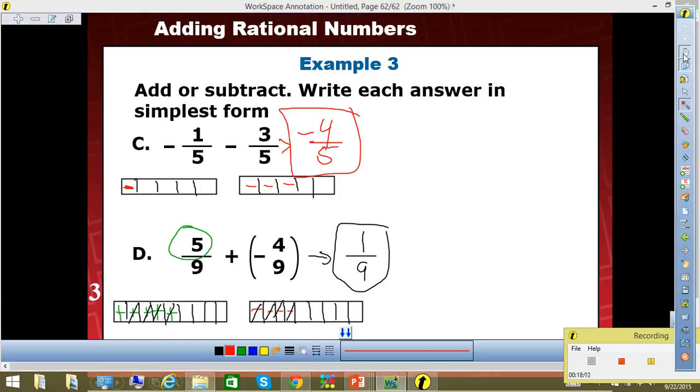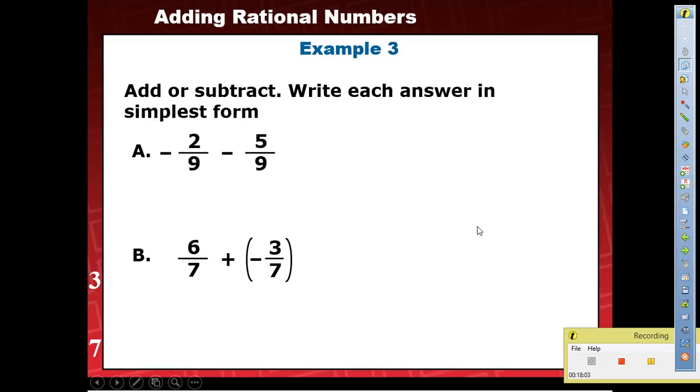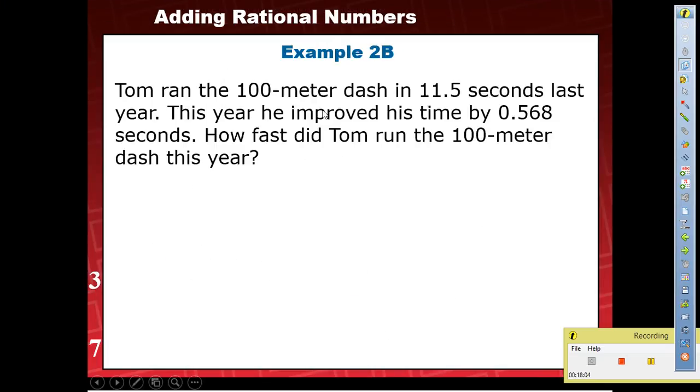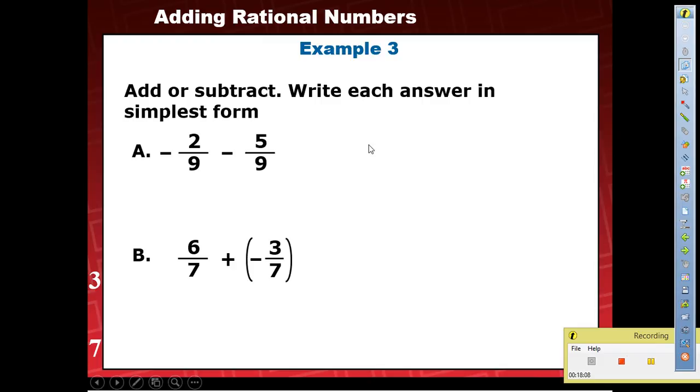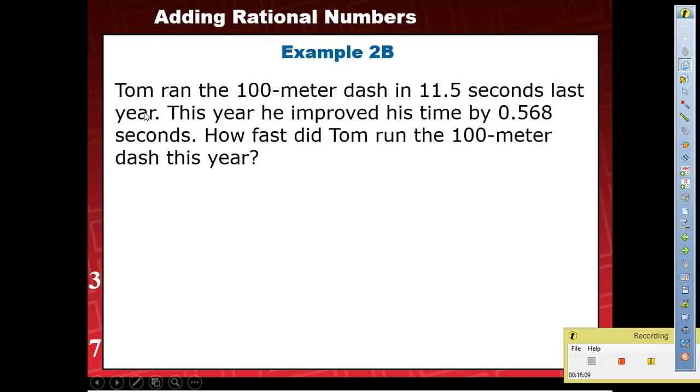Check this out. The last example I wanted to cover is a word problem. Copy this one, please. Example 2B. This is going to be our last one for today. It says, Tom ran a 100-meter dash in 11.5 seconds last year. This year, he improved his time by 0.568 seconds. How fast did Tom run the 100-meter dash this year?